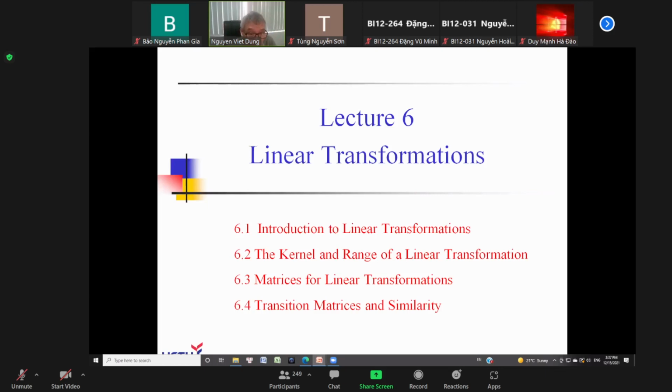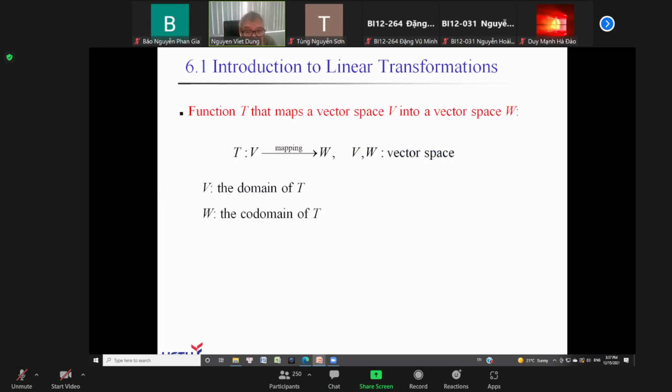we deal with what we call the linear transformation. So first, suppose that we are given two vector spaces V and W, and we consider a function or mapping T from V into W. So what is a function? What is a mapping? It is a correspondence that sends each vector inside V into a vector inside W. V has the name domain of T, and W has the name codomain of T.